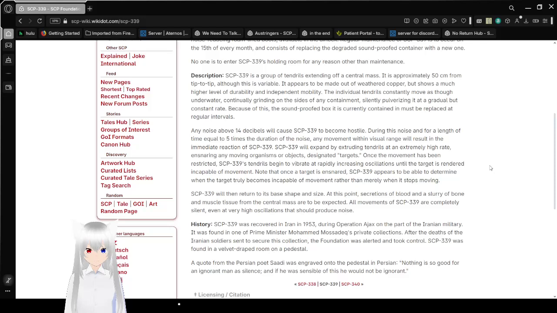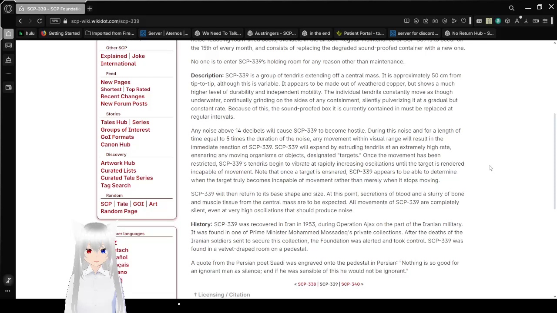Description: SCP-339 is a group of tendrils extending off a central mass. It is approximately 50 centimeters from tip to tip, although this is variable. It appears to be made out of weathered copper, but shows a much higher level of durability and independent mobility. The individual tendrils constantly move as though underwater, continually grinding on the sides of any containment, silently wearing it away at a gradual but constant rate. Because of this, the soundproof boxes currently containing it must be replaced at regular intervals.